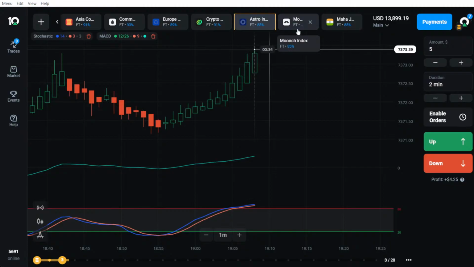And again, risk management, money management, something which you have to hold a hand.